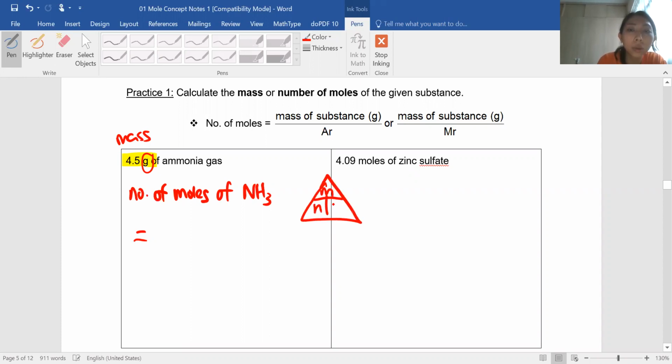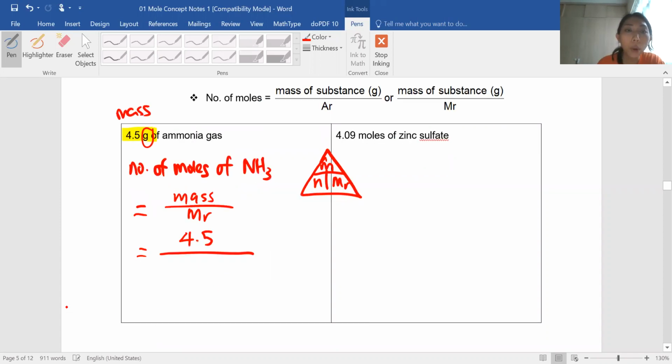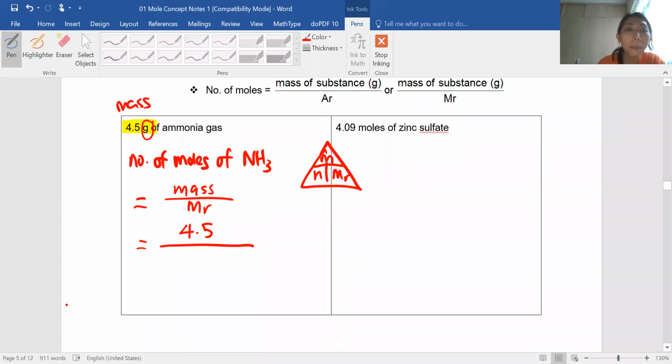now remember my pyramid here: mass, moles, MR. So my number of moles is equal to mass over MR. What's the mass? Given in the question is 4.5 grams. Now, what is the MR? Where can we find the MR? It is from the periodic table. Let me just do the working at the bottom here.